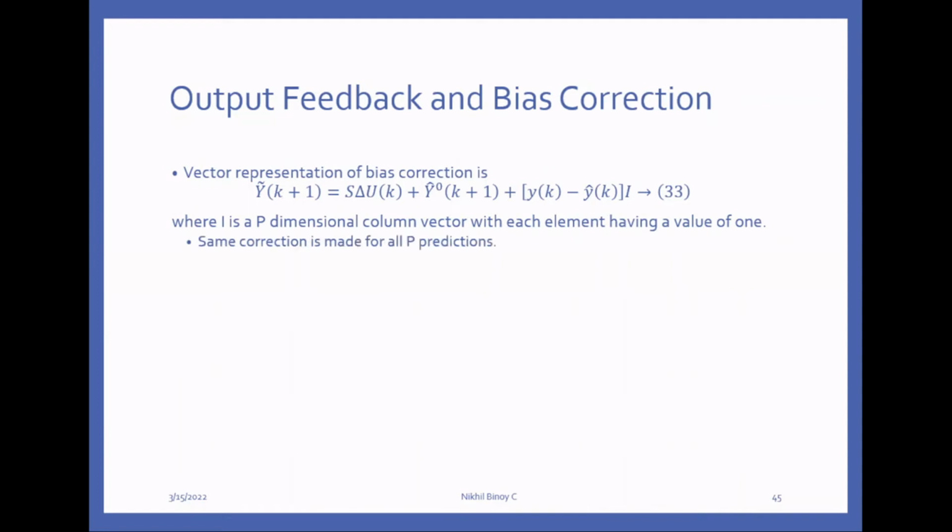So the same correction is made for all p predictions. Here y nu of k plus 1 is nothing but the column vector y nu of k plus 1, y nu of k plus 2, etc., up to y nu of k plus p. It is similar to capital Y cap of k plus 1, the only difference is this is the corrected predicted output.